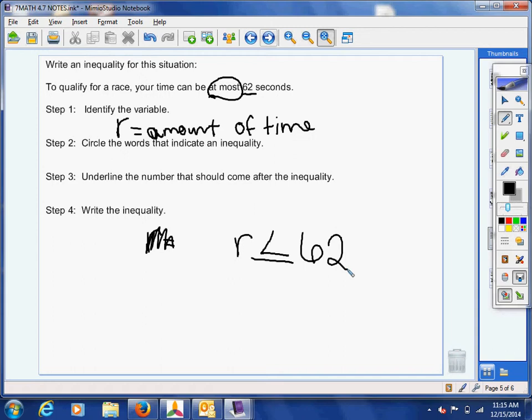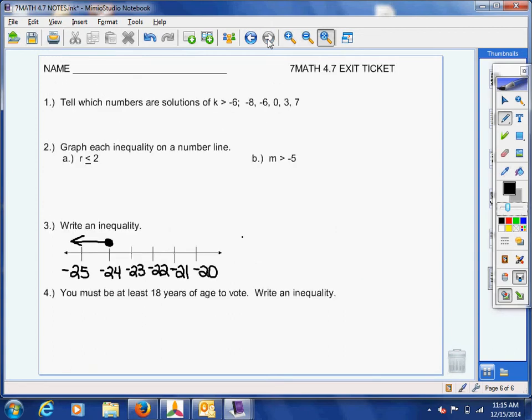So great job. Now, do these steps help you understand what to do first? What do I write second? What do I write third? Put it all together. I'm trying to make it easy on you so it makes a little bit better sense. All right. Now, I have a little exit ticket for you.